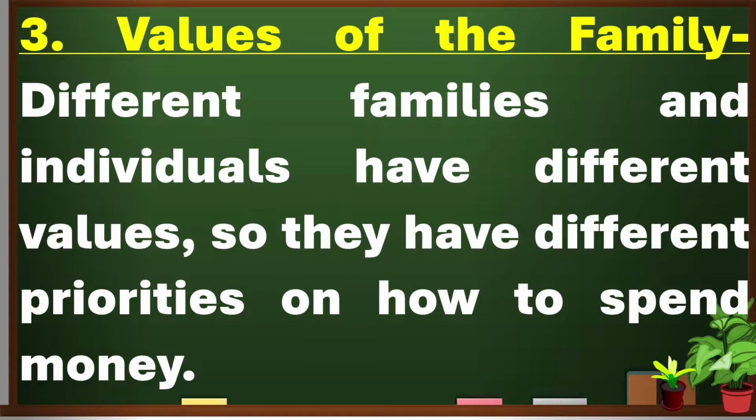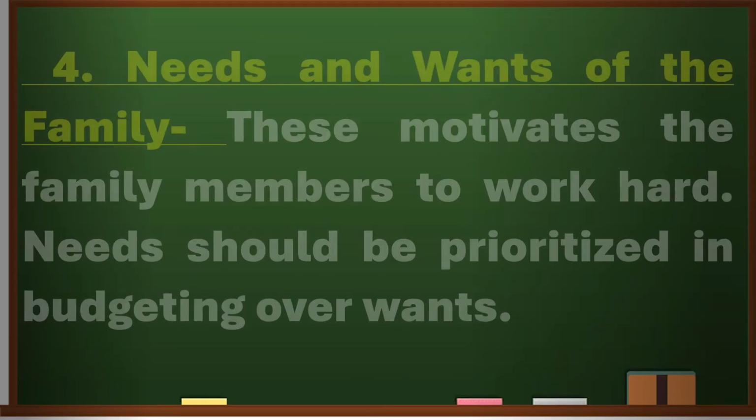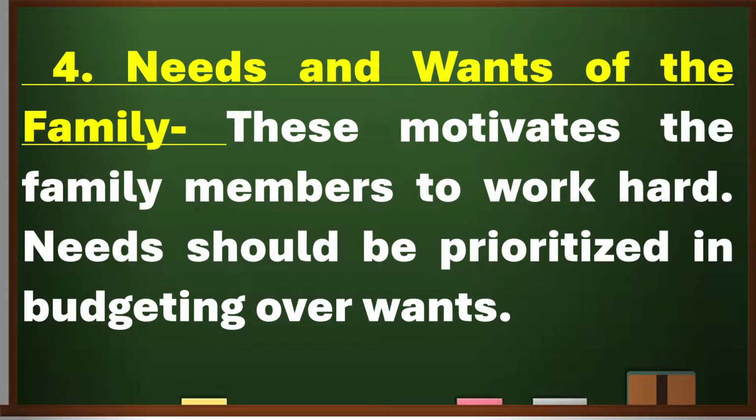3. Values of the family. Different families and individuals have different values, so they have different priorities on how to spend the money. 4. Needs and wants of the family. This motivates the family members to work hard. Needs should be prioritized in budgeting over wants.